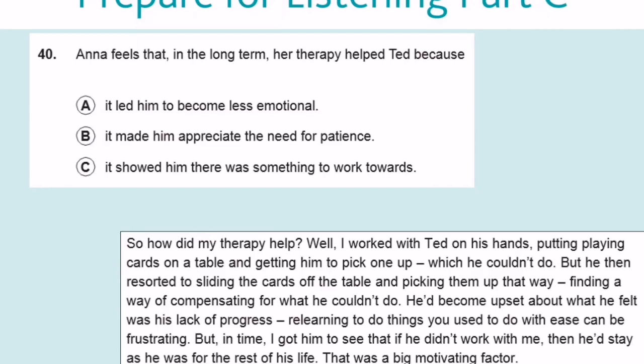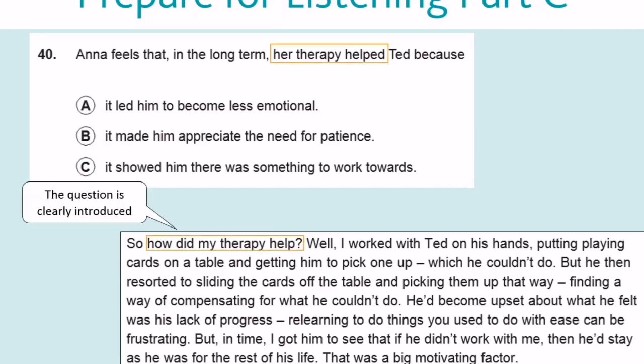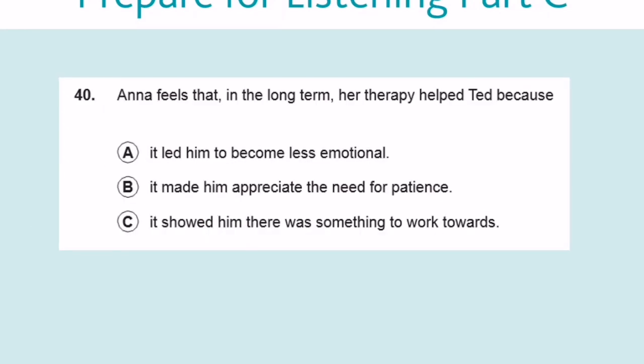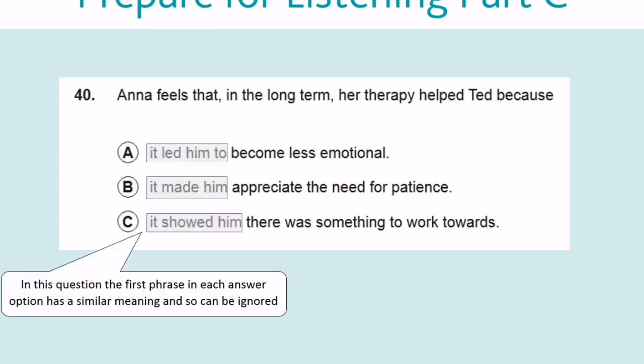Let's look at a sample question for listening part C. Like listening part B, each question will be clearly introduced, so it won't be difficult to know when the recording has moved on to the next question. Also, like part B, it's important to read each answer option carefully and to understand the information it provides you. In this example, each option starts with a phrase of a similar meaning, so these can be ignored. They will not help you to identify the answer.